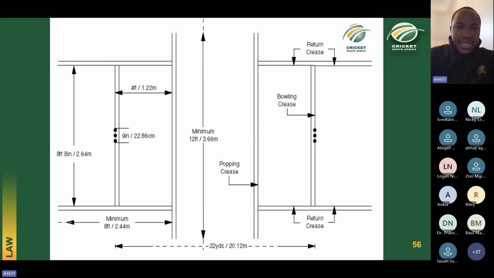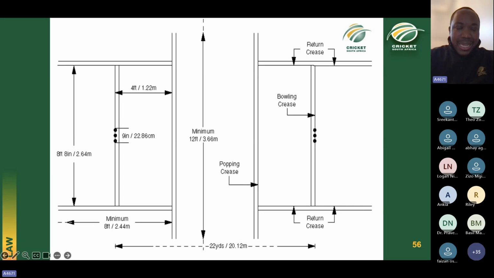A practical piece of advice: how do you measure these creases? Which edge of each line do you measure to and from? You will notice that the arrows help you in this regard. And you will notice that it is always the inside edge or the back edge. Why? Because the stumps are pitched at the back edge of the bowling crease, and all other measurements need to be the edge closest to the stumps.